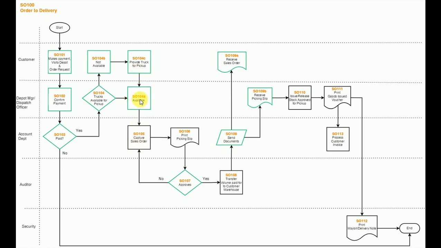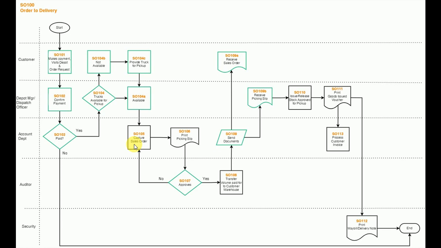The process continues at this level, whereby since the account department has been able to confirm the truck that is available to pick up and details of the truck, they capture a sales order. They capture a sales order. Now, at the point of capturing a sales order, they will input the total volume of PMS he has paid for. But they will also include what he can pick up.